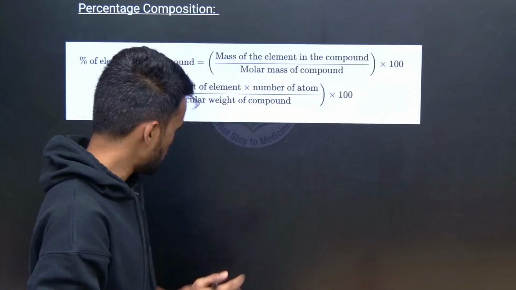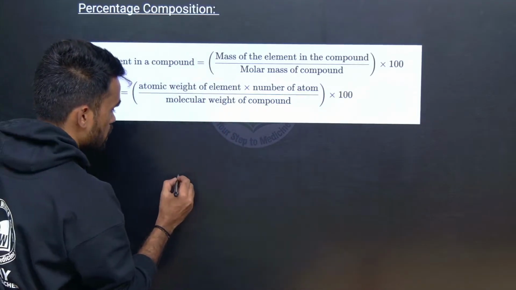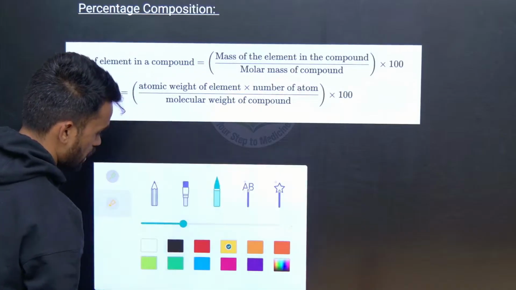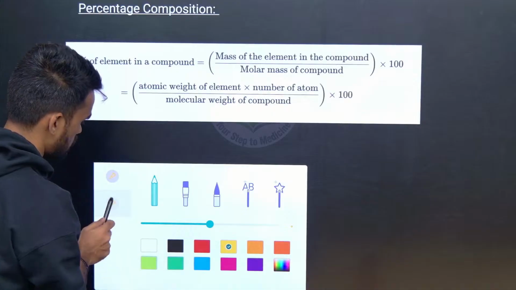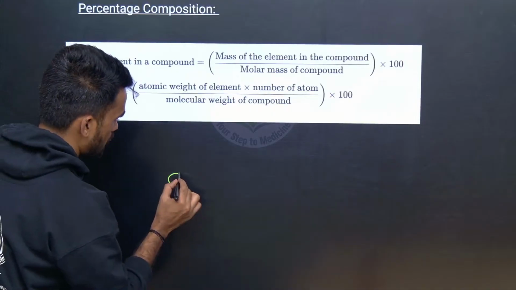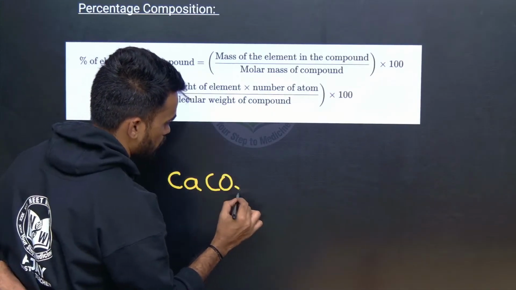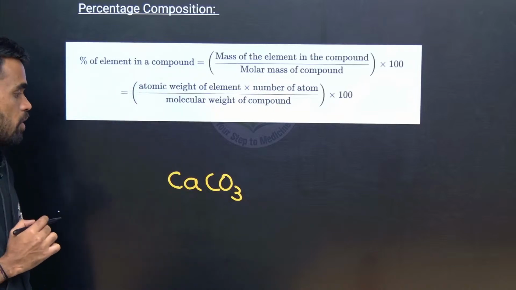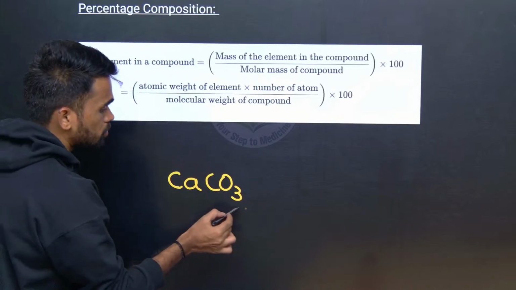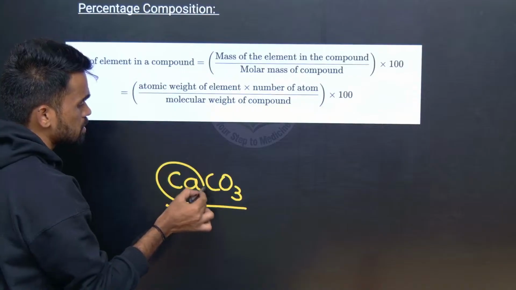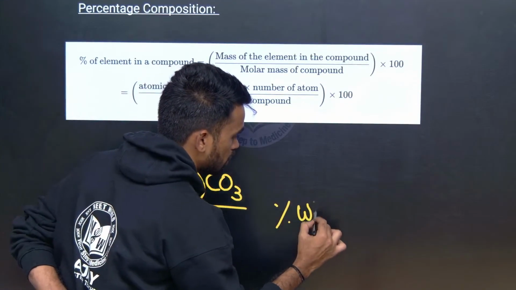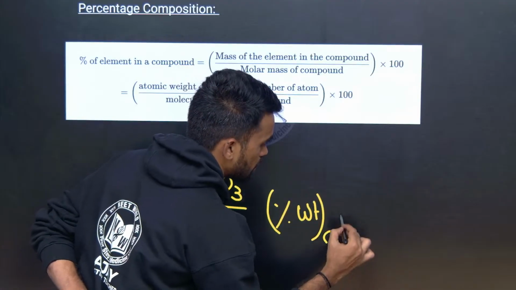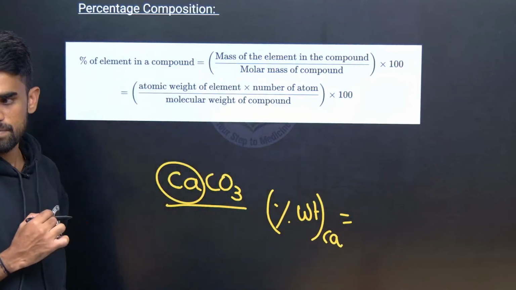Here also, when I am giving you some compound, for a simple one I will take calcium carbonate. This is a compound I am giving you. Now what is the mass percentage of calcium I am asking? The percentage weight of calcium in this calcium carbonate. Someone asks you like this.